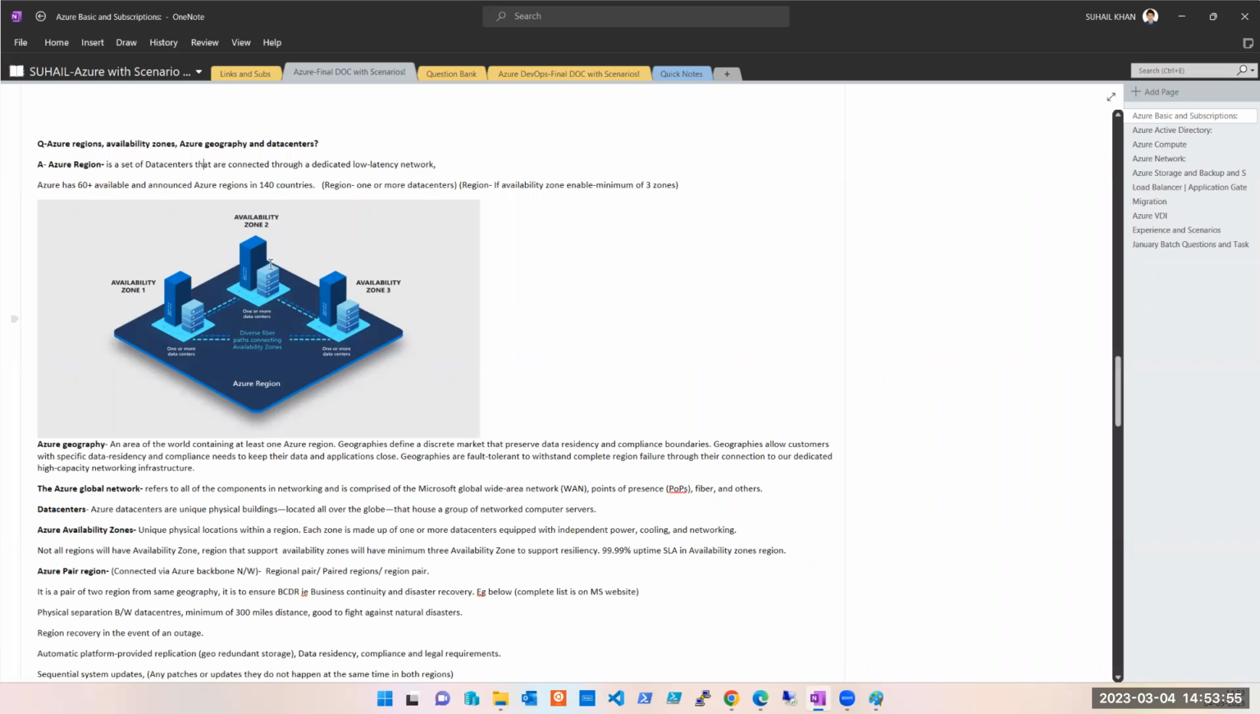Yes, sir. Okay. Now this point, dedicated low latency network. What does it mean? It means that these 3 data centers or these 3 availability zones are connected with each other with a very low latency network. Now we don't have to define what is low. Azure is saying low, it's okay. You call it low. Getting it? Low means very, very little latency.